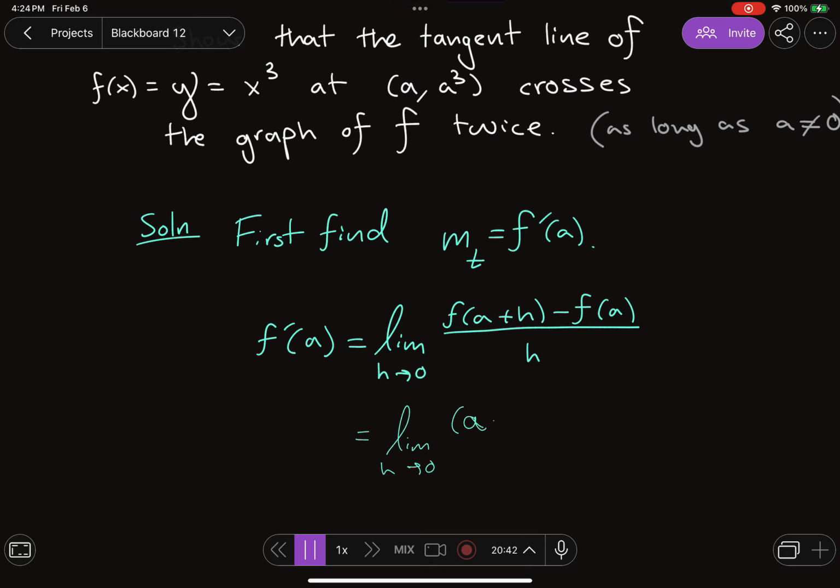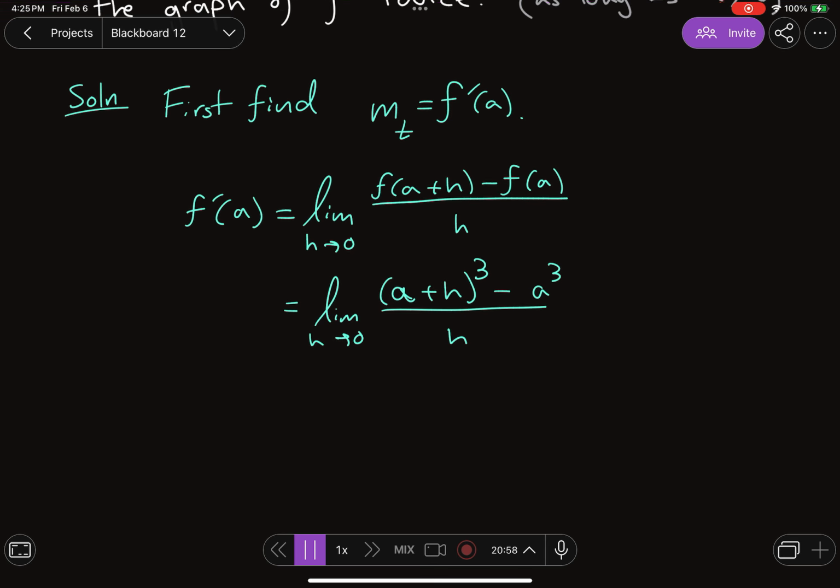That's me simply plugging in a plus h into this function right here. This is our f of x. A plus h cubed minus a cubed, all divided by h. But let me just use the binomial theorem real quick to expand this guy right here. It's not too hard. You just do FOIL twice. It's a little bit annoying, but we can get there fast.